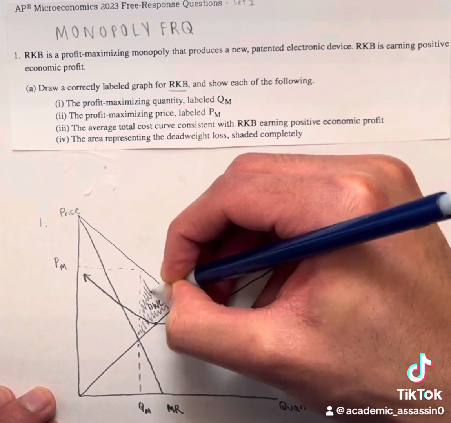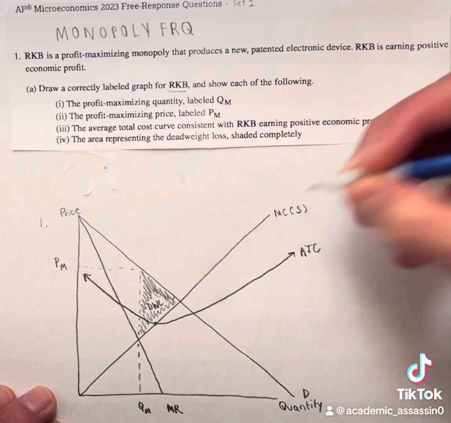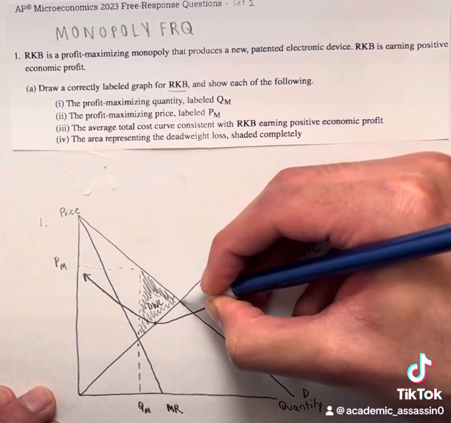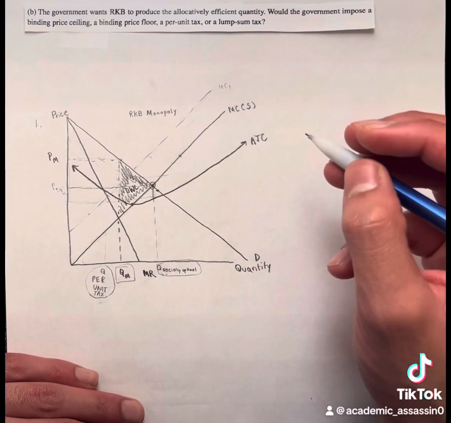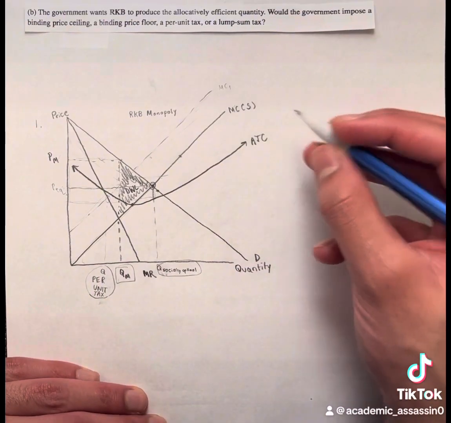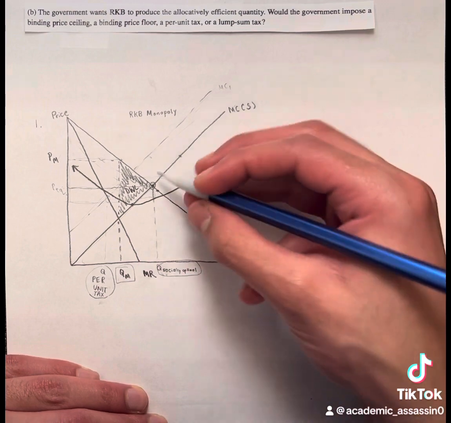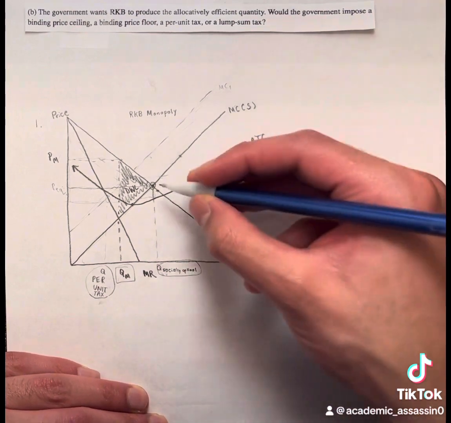Deadweight loss always points towards the socially optimal quantity, which is always the intersection of supply and demand, which is this point right here. For RKB to produce at the allocatively efficient quantity, which is the quantity socially optimal as I've labeled here, it's always the intersection of supply and demand.